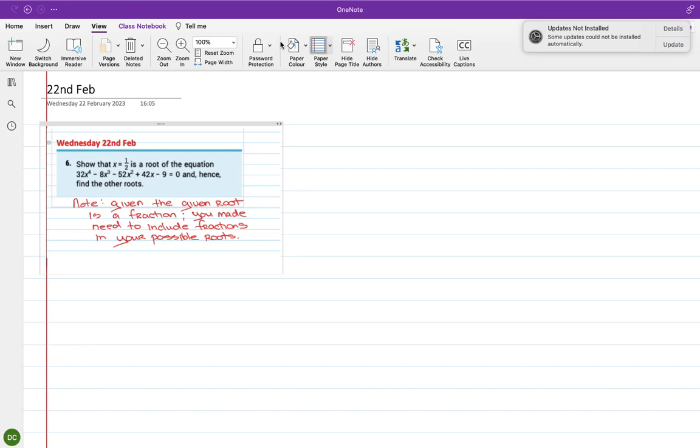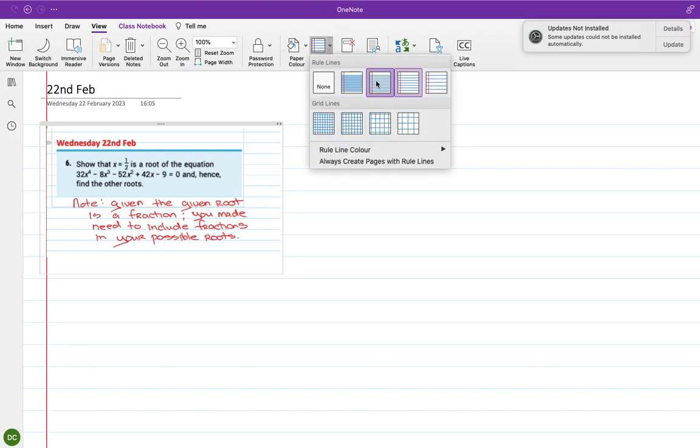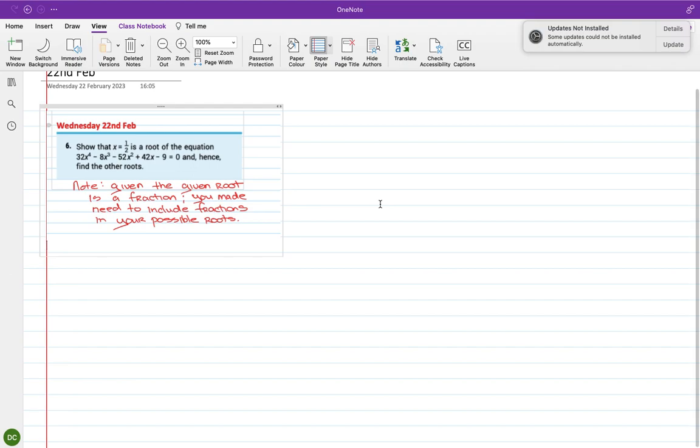This question. I showed you yesterday how to turn a fractional root into a factor that doesn't have a fraction, so it's easier to divide, but I'll do it again now anyway. So the first root we were given is x equal to a half. Now, you are asked here to show that x equal to half is a root.